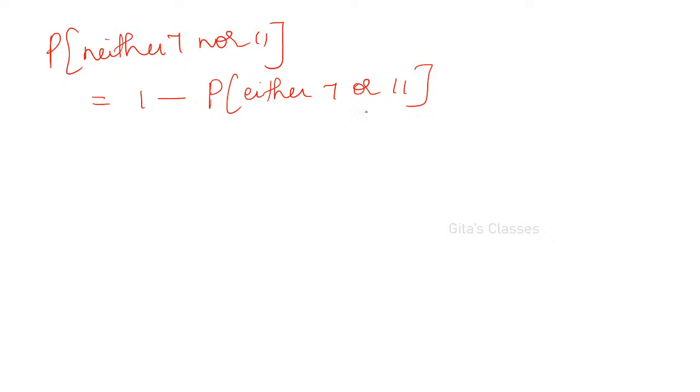This either 7 or 11 we have already done. It is available in the channel. If you want a detailed explanation, you can go there. So it is 7 by 9 we have found out. And this is, sorry, 2 by 9 actually. Either 7 or 11 is 2 by 9. Therefore, the final answer is 1 minus 2 by 9. Okay. So it is 7 by 9. Next question.